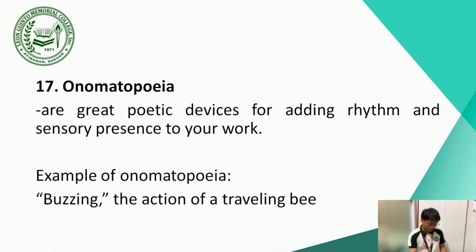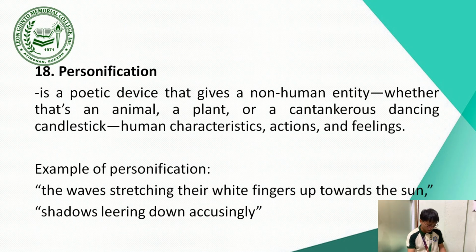So you can have a lot of fun experimenting with onomatopoeia to make your reader feel like they're in the poem alongside you. Okay, number 18, next is personification. Personification is a poetic device that gives a non-human entity, whether that's an animal, a plant, or dancing candlesticks, human characteristics, actions, and feelings. Sometimes this might be so extreme as to create an entirely human character with a non-human shape.